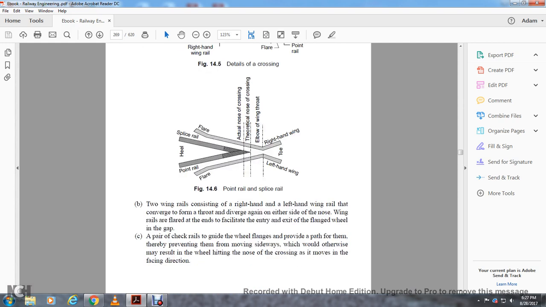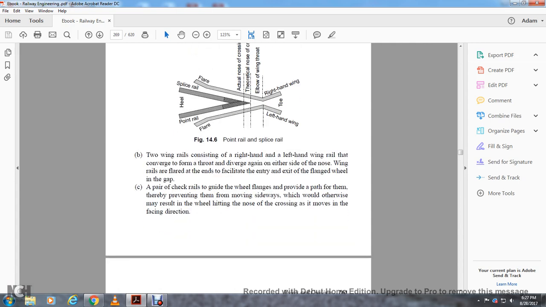Two wing rails consist of the right hand and left hand wing rails, with the convergence at the throat and diverging on either side of the nose. Wing rails have a flared end to facilitate entry of the wheel flange into the flangeway gap. The pair of check rails guide the wheel flange along the path, thereby preventing the wheels from moving sideways, which could otherwise result from the wheel hitting the nose of the crossing.